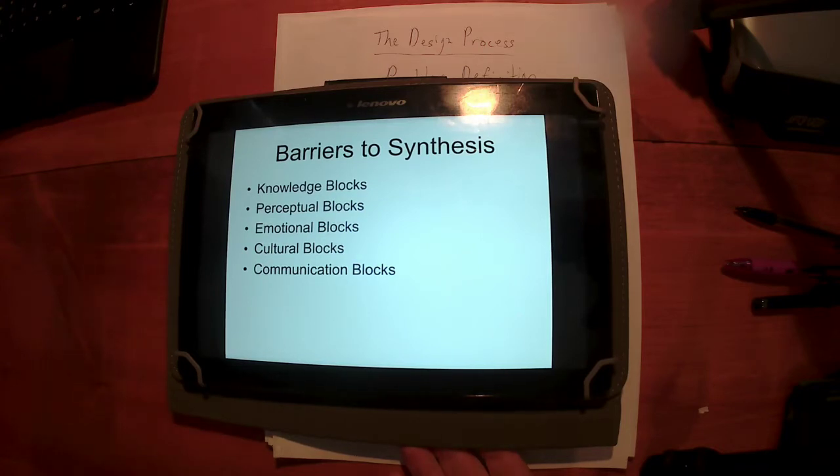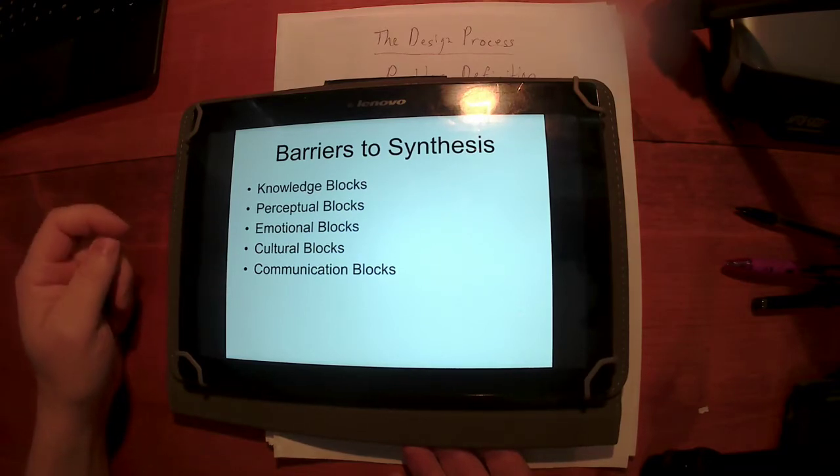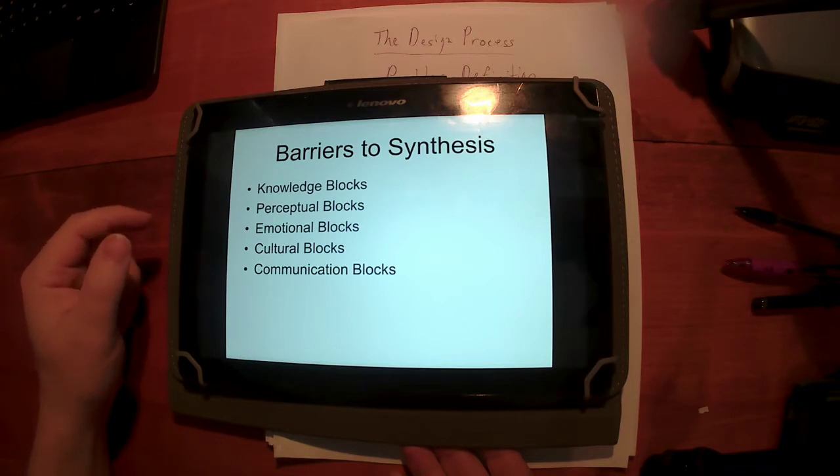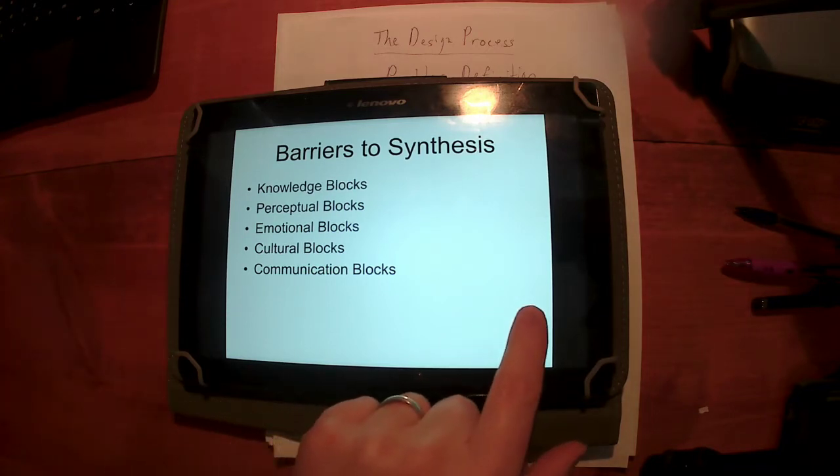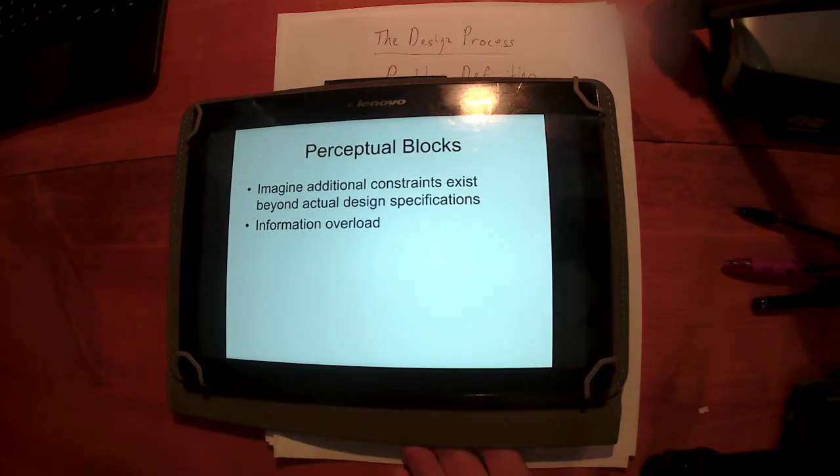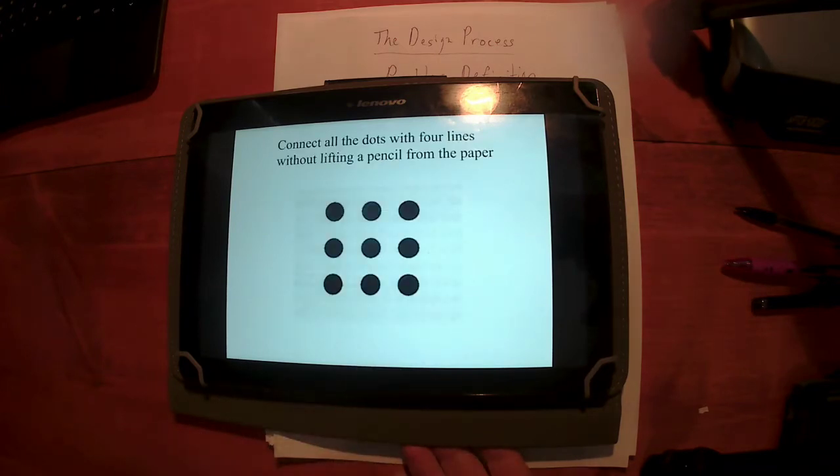But some of these other blocks are really difficult to recognize when they're showing up. There are perceptual blocks, emotional blocks, cultural blocks. These are all things where the best I can do is try to point them out to you and suggest you just be aware that these are a thing and they can prevent you from putting together really good ideas. So a perceptual block can come in a number of forms, but one of them is where you imagine additional constraints that don't actually exist. Right? This is one of my favorites.